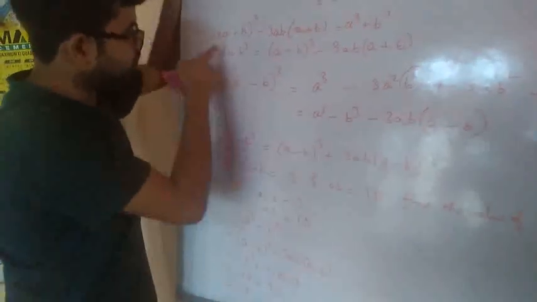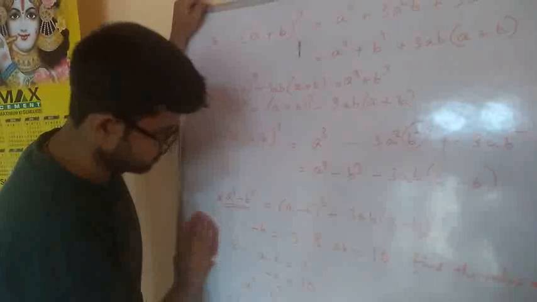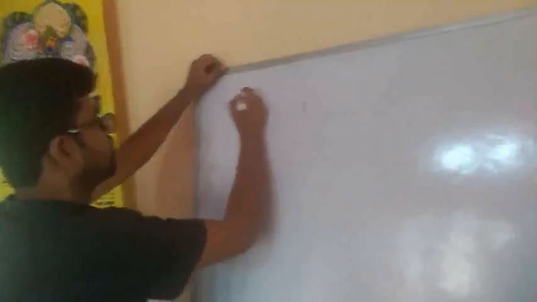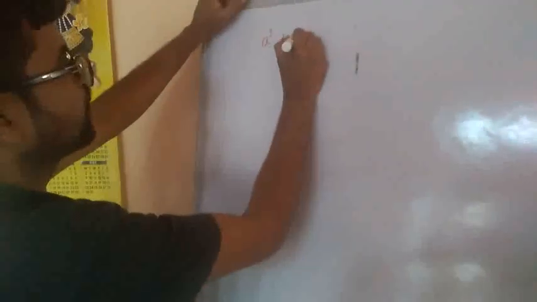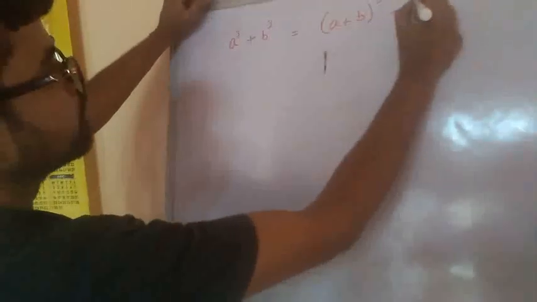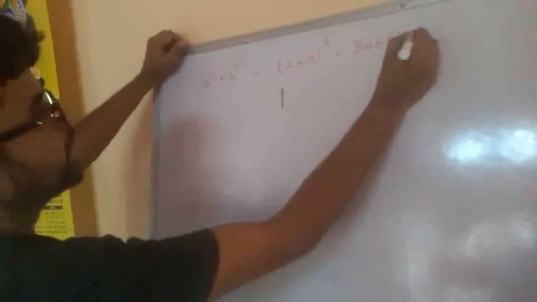If you have understood this, like we have found two corollaries from these two formulas, again we are going to find two more formulas. Now if you have understood, I think I can rub this one. Now from our corollary, we got a cube plus b cube is equal to a plus b whole cube minus thrice ab whole into a plus b.